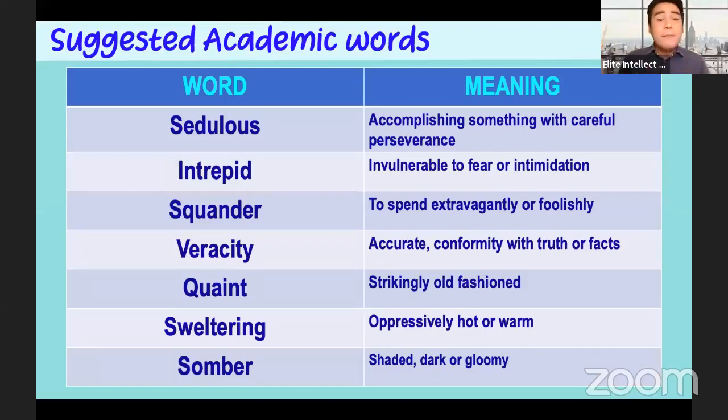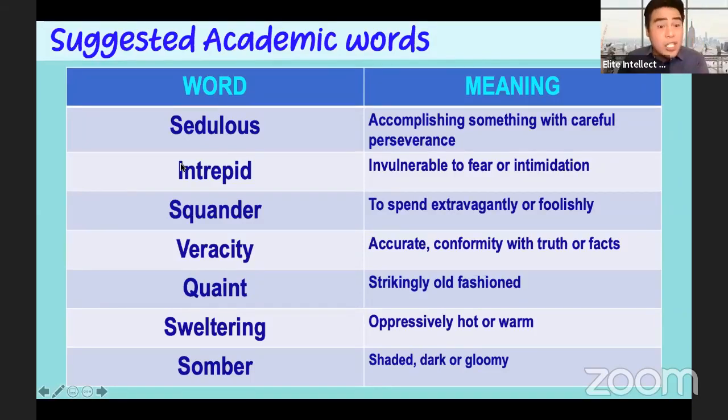Okay. What else? Veracity. Veracity is accurate conformity with truths and facts, okay? When you say veracity, it is truthful, okay? What else? Quaint. Quaint is strikingly old-fashioned. They're very much old-fashioned. Let's say, my grandparents are quaint, okay? When you say they are quaint, it means that they are old-fashioned.